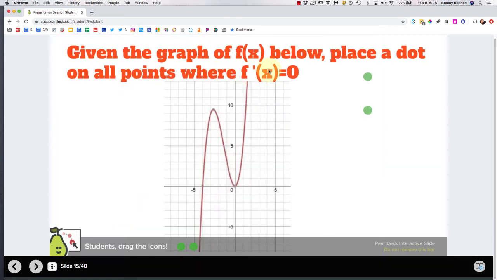Given the graph, place a dot on all the points where f prime equals 0. Remember, f prime equals 0 means that the tangent line flattens out. So, it was positive, and then it goes to 0 right around there. And then it's negative, negative, negative, and then it goes to 0 right around there. So there and there. And those are also called my critical values.